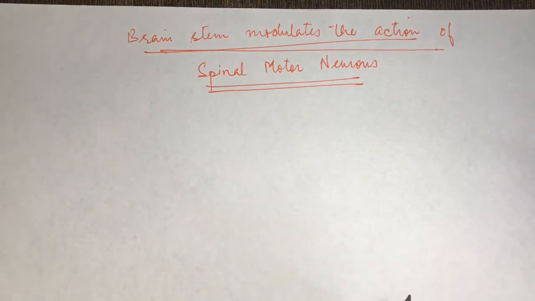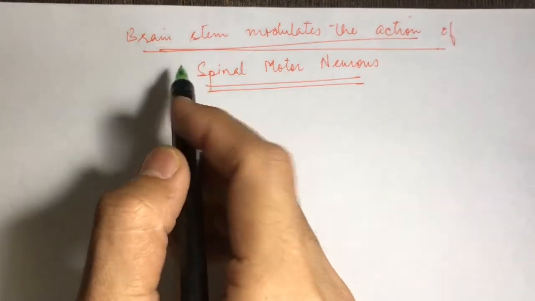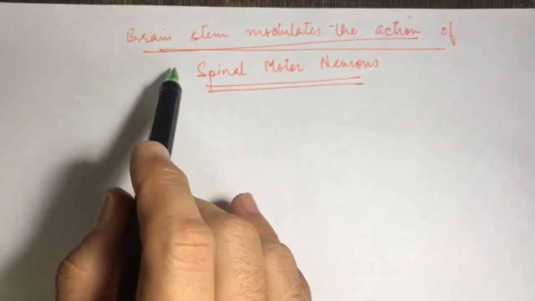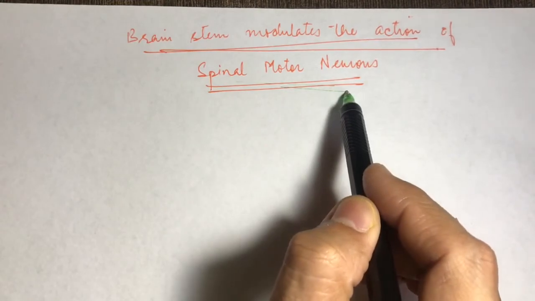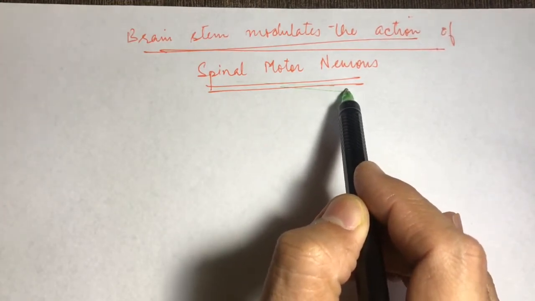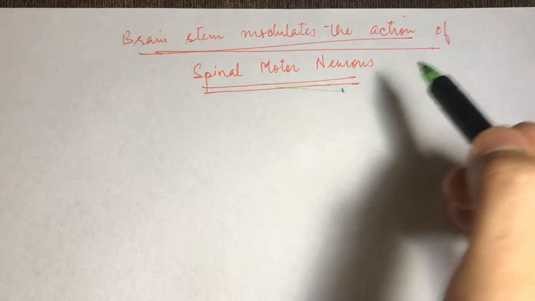Now the brainstem. We covered the spinal cord one, the brainstem one. The brainstem also modulates the action of the spinal motor neuron. And how does it modulate? We can say the brainstem. What was the function of the brainstem?